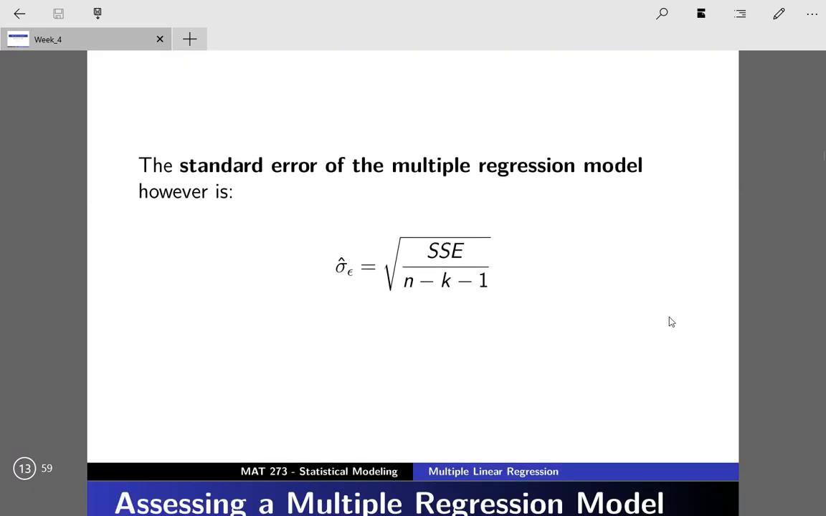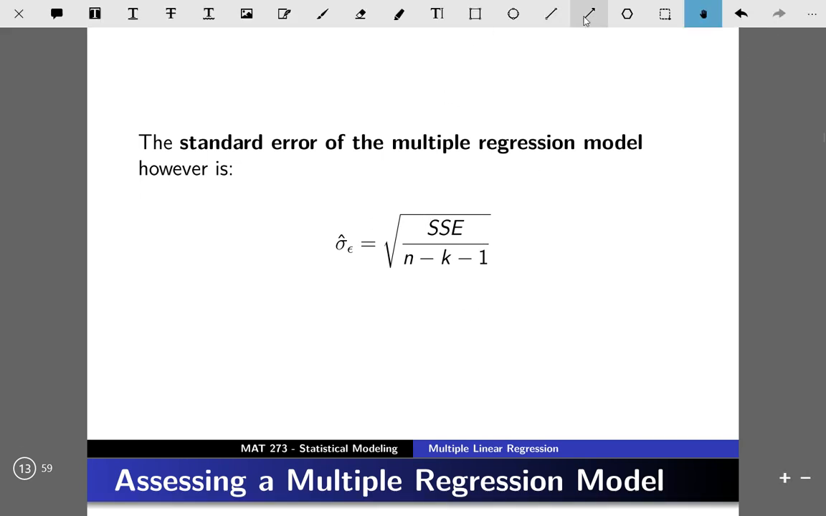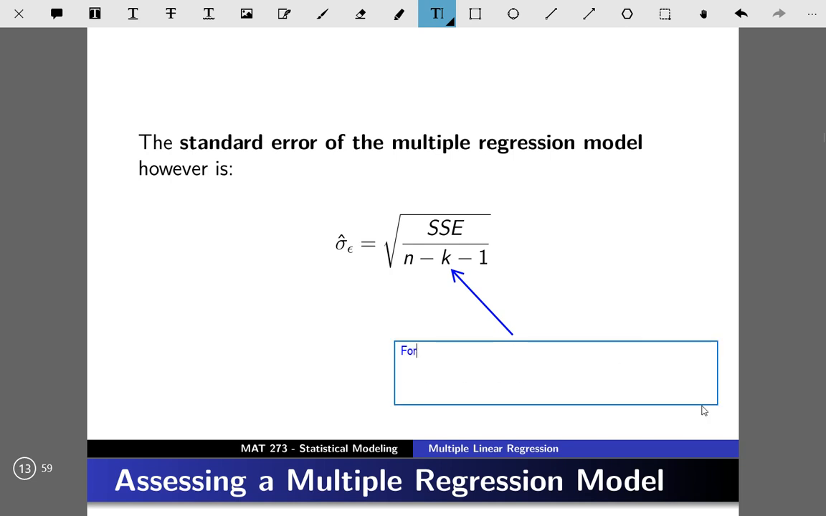So the standard error of the multiple linear regression model is sort of an extension of what we saw before for simple linear regression. Now it's equal to this quantity over here, the square root. Specifically, you'll notice that this is the same formula as before, except before we just had n minus 2 in the denominator. And that's because, again, for simple linear regression, k equals 1.